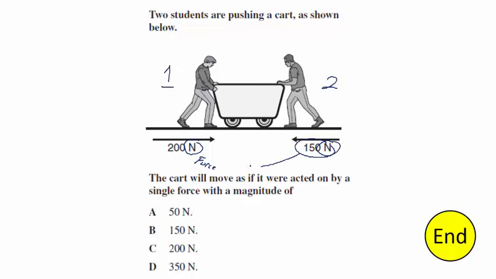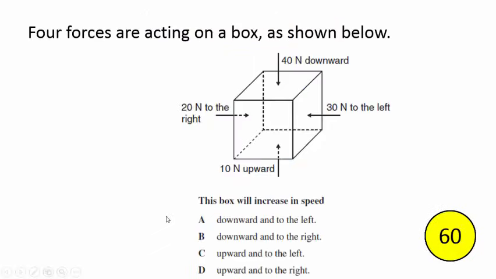This guy is going to cancel out 150 of these newtons. So how many will be left? Well, if you subtract, we'd have 50 newtons left. So this guy is going to have a net. The cart's going to move in this direction with a 50 Newton force, and this guy's going to be walking backwards. So let's read the question. The cart will move as if it were acted on by a single force with a magnitude of, well, there's 50 newtons left, so A is the choice.